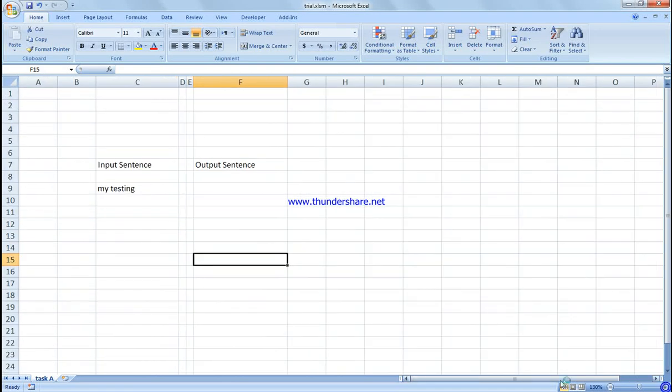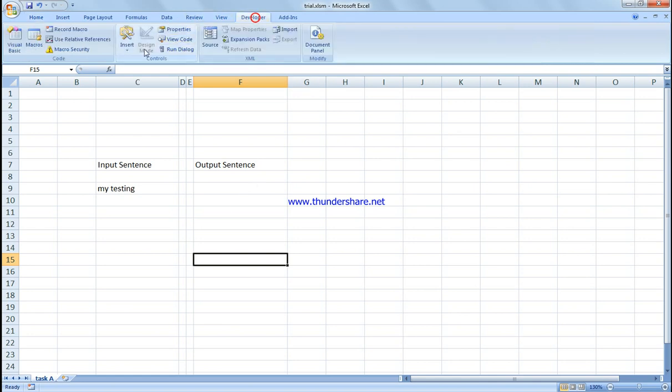To how to capitalize the first letter in a string in Excel VBA, just like the first initial letter of every word, how to make it a capital letter. Okay, so all I have to do is use, of course, Excel VBA.